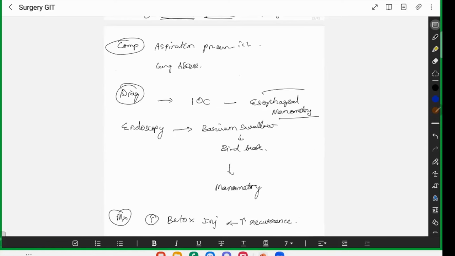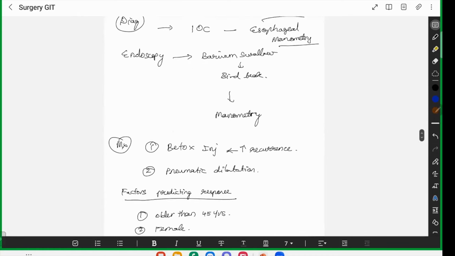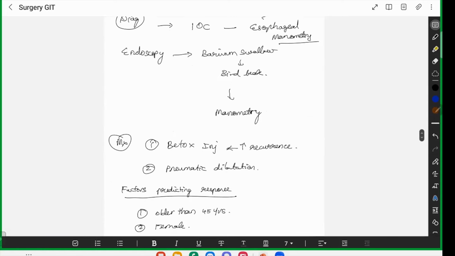You already know the esophagus is going to have a rat tail appearance, whereas here you are going to have a bird beak appearance. Okay, and what is going to be the treatment of choice? Treatment of choice is going to be management with the Botox injection. But what happens is, if you use Botox injection, the recurrence rate is very high.